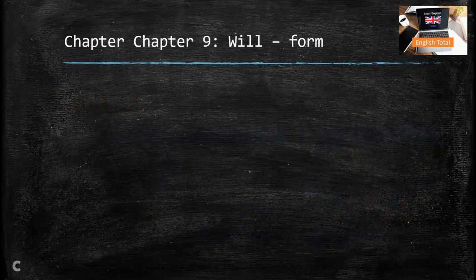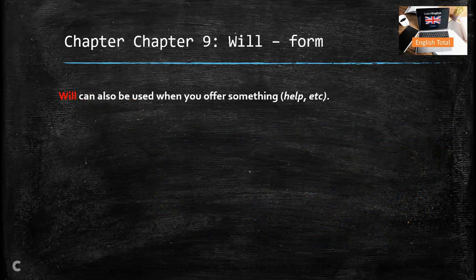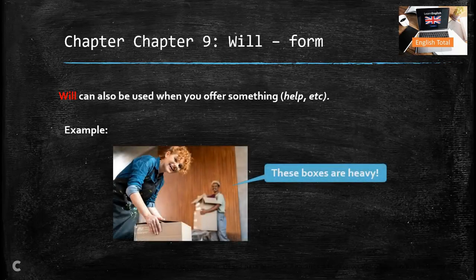Finally, here's a quick note on other uses of will. Will is often used to make offers, like this one. These boxes are heavy. Wow, okay, I will help you. As you can see in this example, the woman can see that the boxes are heavy and the man probably needs help, which is why she is offering it.